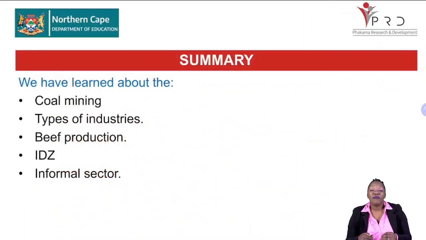So we need to summarize what we have learned so far. We have learned about coal mining. We have learned about the types of industries. We have looked into beef production in South Africa. We have looked into the IDZ. And lastly, we have done the informal sector.